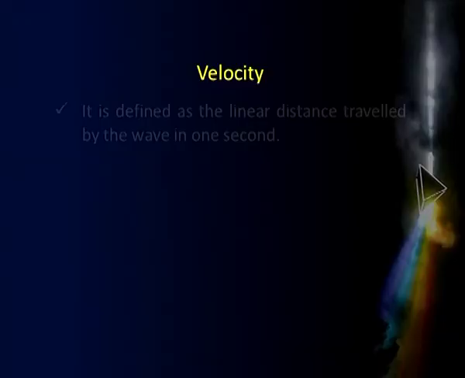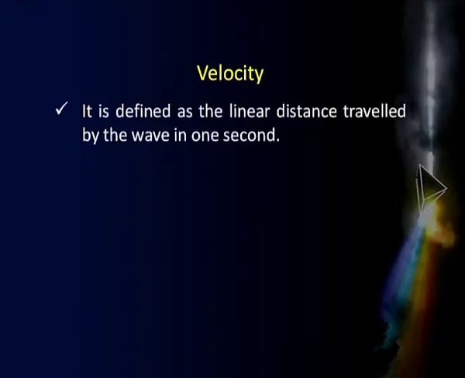The next characteristic we have is the velocity. What is the velocity of the wave? We can visualize the velocity of the wave as the linear distance travelled by a wave in 1 second. Velocity is a general term, we know that, distance travelled per unit time. Similarly, here also, when the wave is moving, how much distance does it travel in a given time, that is 1 second, that is called the velocity.